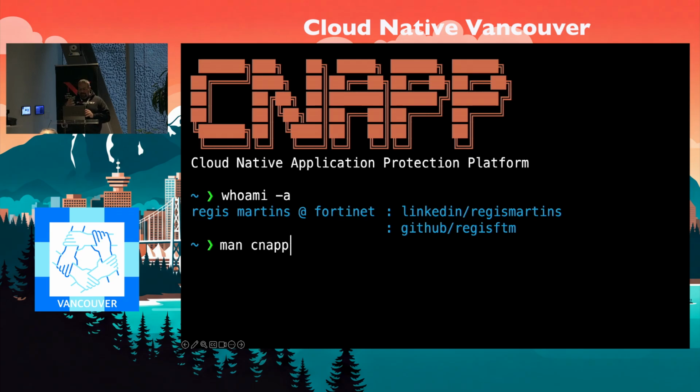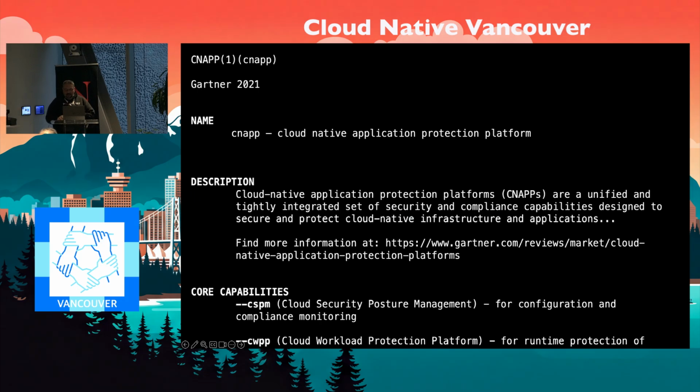So let's start looking into what CNAPP is. Basically, CNAPP is a concept that was created by Gartner. How many of you know Gartner here? Yeah, everybody. Gartner produces those reports about solutions in the market. So they came up with this definition for CNAPP. It's a cloud-native application protection platform.